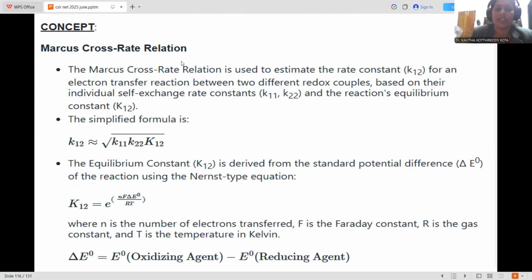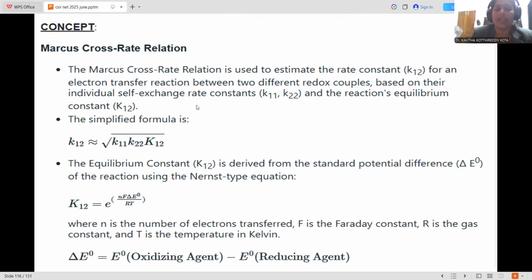The Marcus cross rate relation is provided. The Marcus cross rate relation is used to estimate the rate constant value, provided as K12, for an electron transfer reaction between two different redox couples based on their individual self-exchange rate constants K11 and K22. So here, the individual self-exchange reactions are K11 and K22, and if both reactions are in equilibrium, that is indicated with K12, right?